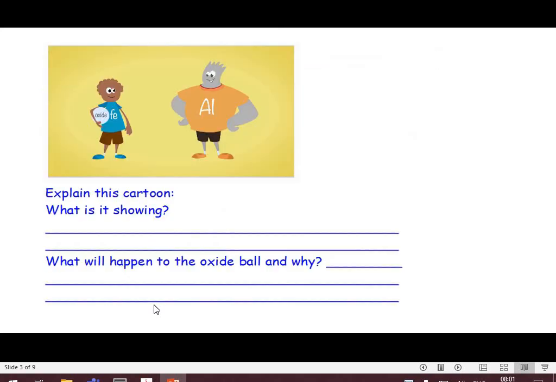In this cartoon, you have a smaller person wearing FE on the t-shirt and a larger person wearing AL on the t-shirt. You have the smaller person FE carrying an oxide ball. So if you can explain the cartoon and what you think will happen to the oxide ball and why.